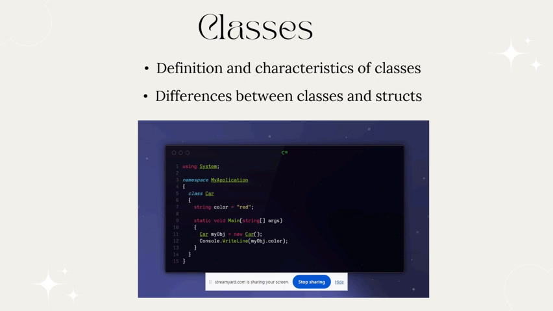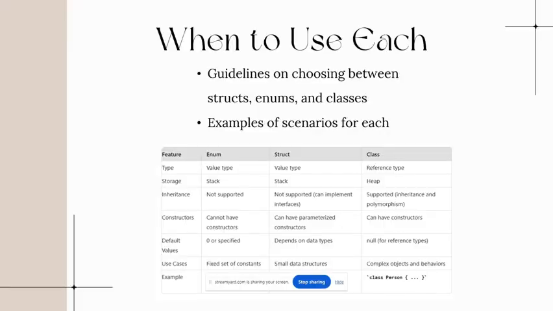Classes are reference types and are used to create objects that encapsulate data and behavior. They are more versatile and can support inheritance, which structs cannot. And here is an example of how to define a class in C Sharp.